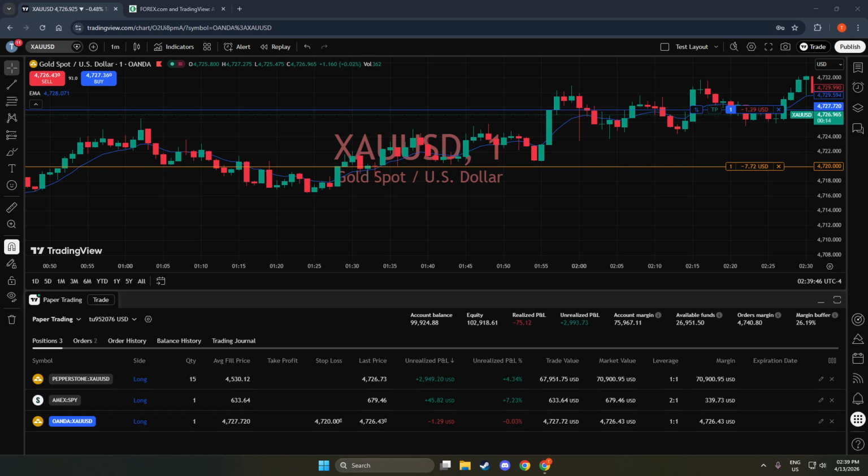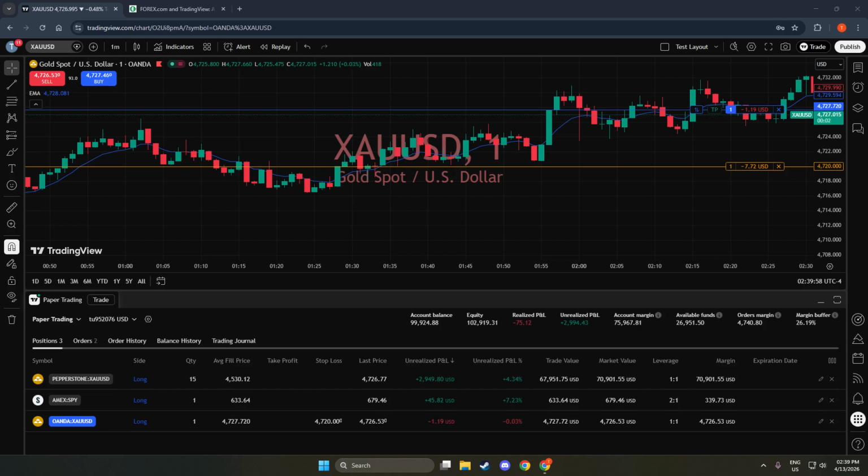Start by opening the chart you want to trade. For example, you might pull up XAUUSD if you're looking at gold. Any symbol works the same way here. Make sure the chart is on a time frame that helps you see your target clearly, and zoom in or out so you can spot logical levels like recent highs and lows or key support and resistance areas. Those levels can help you choose a realistic target.